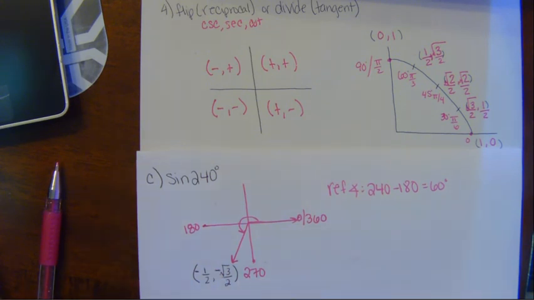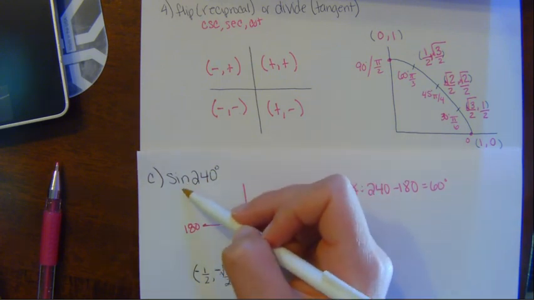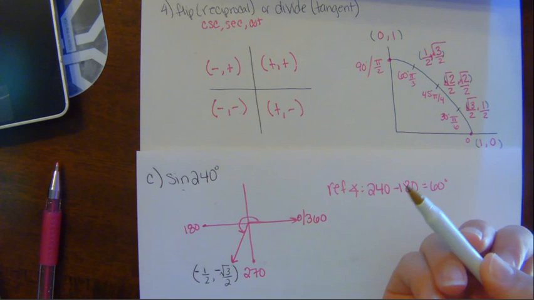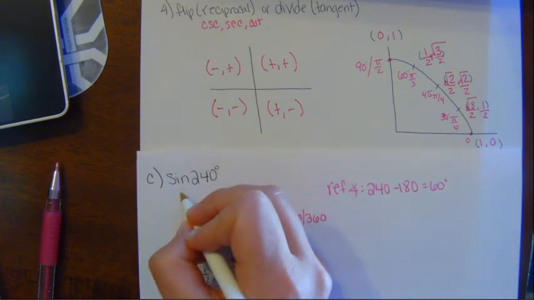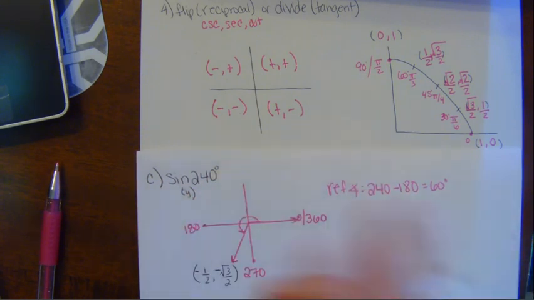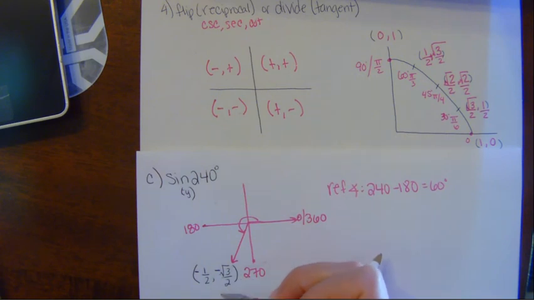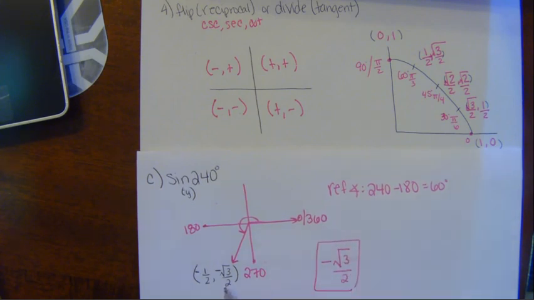All right, so now I don't have any flipping to do because I have just a regular sine function. I don't have any dividing to do because I don't have any tangent. So I just need to remember that sine goes with y. So all I'm going to do is steal that y coordinate. So my answer is negative radical 3/2. It's the y coordinate of my ordered pair.